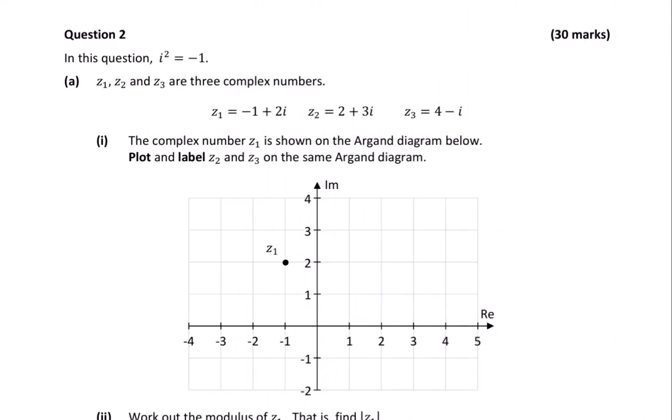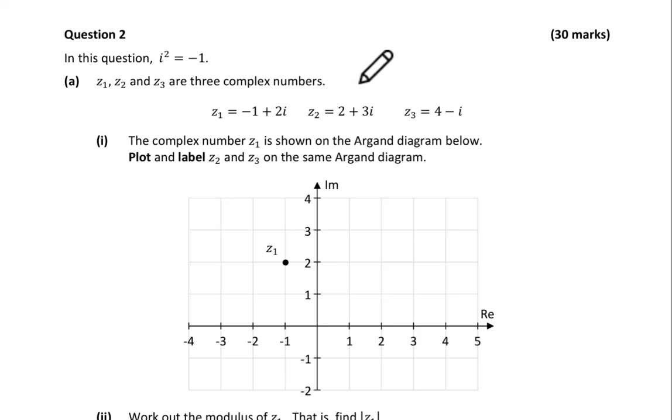This is question 2. Let's see, in this question, i squared is minus 1. Z1, Z2, and Z3 are 3 complex numbers. Z1 is minus 1 plus 2i, Z2 is 2 plus 3i, Z3 is 4 minus i. The complex number Z1 is shown on the Argand diagram. That's here, so that's minus 1 plus 2i. Plot and label Z2 and Z3 on the same Argand diagram.